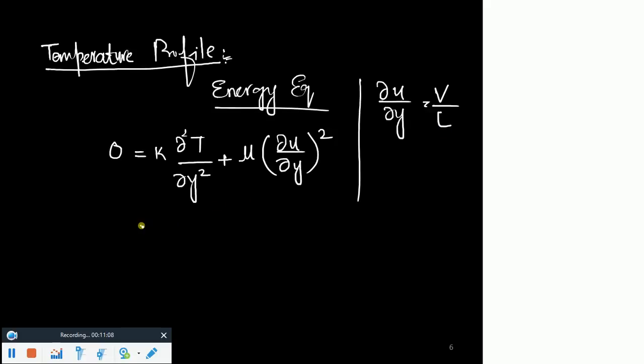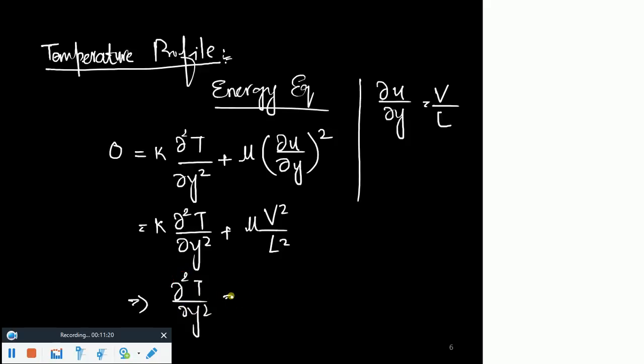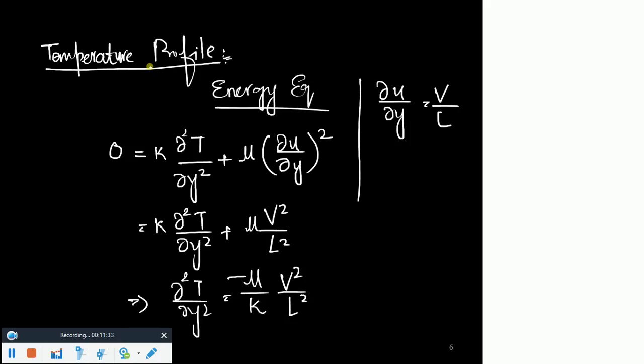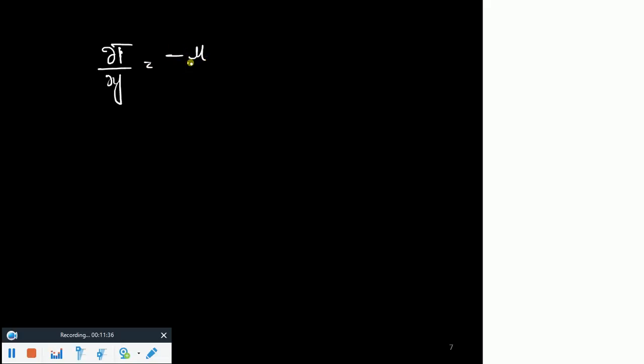V over L. So this is k partial square T by partial y square plus mu V square over L square. So you come up with partial square T by partial y square equals minus mu over k V square over L square, right? And then I can say this partial T by partial y, let's integrate it. So you would come up with minus mu over k V square over L square y plus C1.